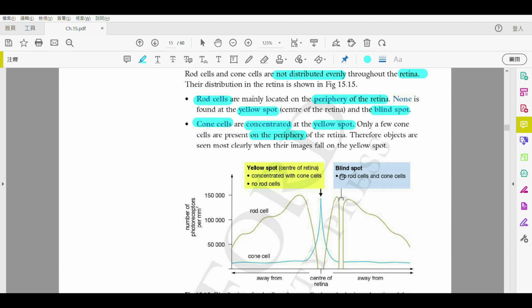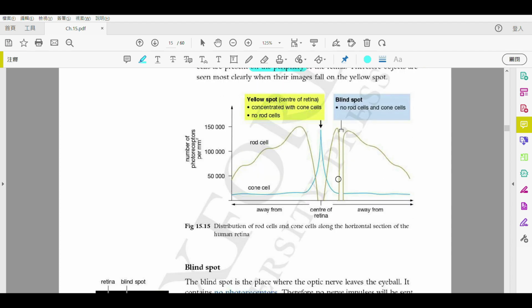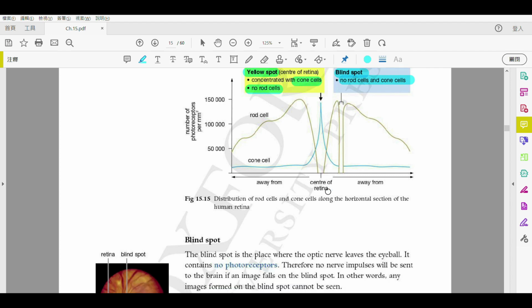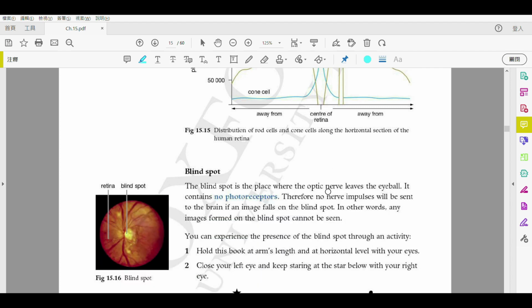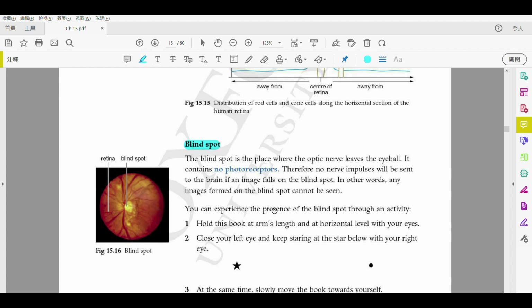The answer is no. Okay, so let's look at this diagram very quickly. Yellow spots, you can see a lot of cone cells, no rod cell. For blind spots, no rod cell, no cone cells. We've talked about this earlier. Okay? Last but not least, we're going to focus on the blind spots. So what is a blind spot? That means there is no photoreceptors.